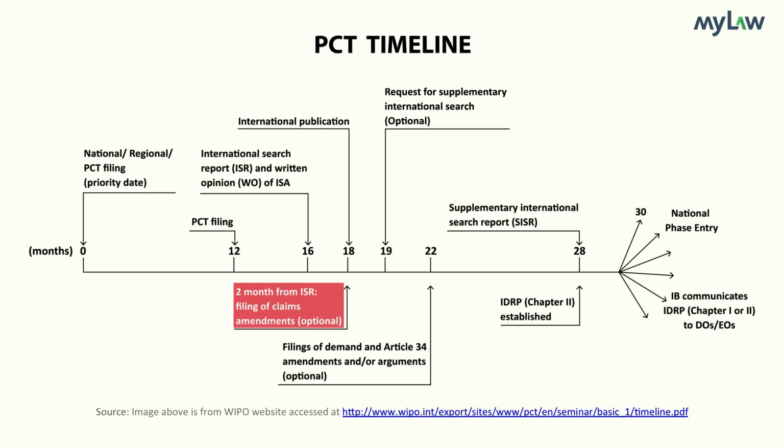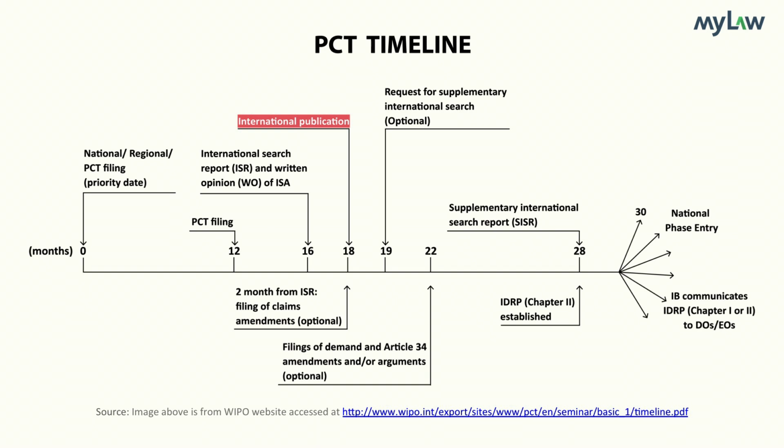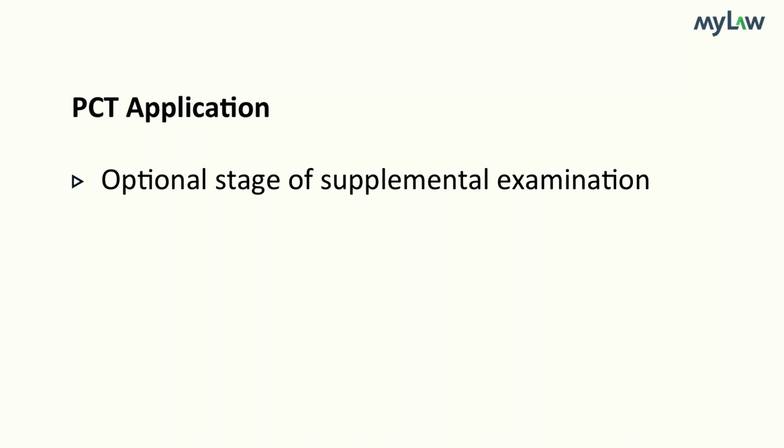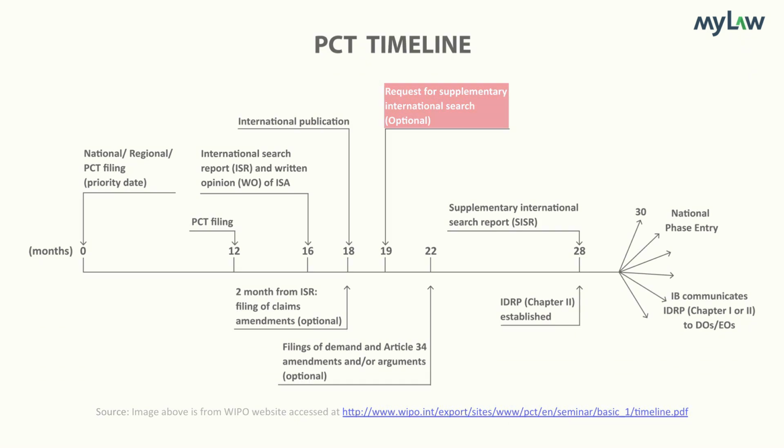The applicant has an option to file for any amendments within 2 months of the ISR as shown in the graph. Subsequently, the application is published at the end of 18 months. We will study the prosecution stages in detail in the next unit. An optional stage, that is, request for supplementary examination, is possible in the 19th month of the international phase. The application is further examined and the result is communicated to the applicant.